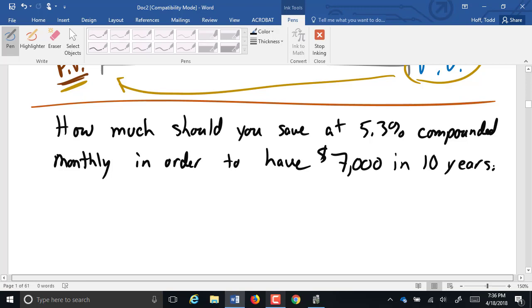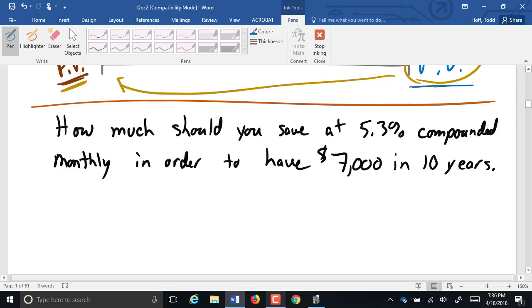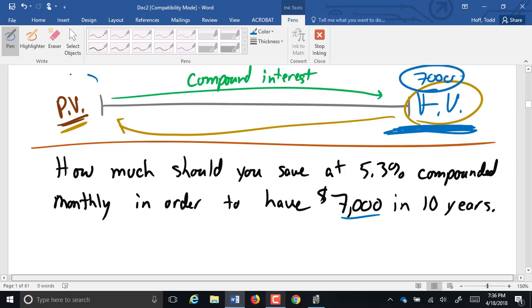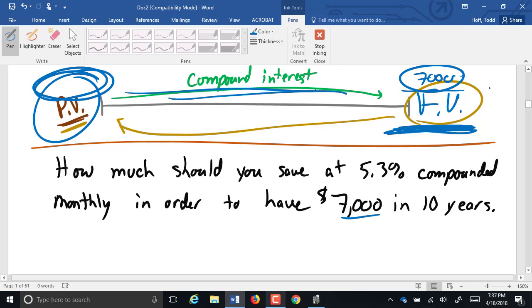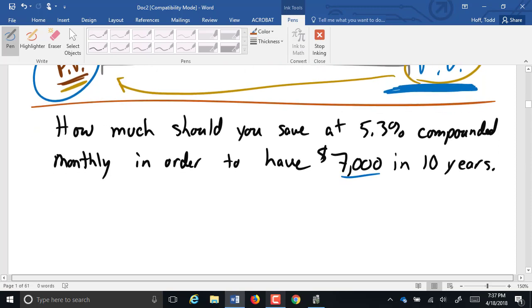You have a little bit of cash right now. This might even just be a bigger than normal income tax refund coming in. We know the future value. We want that future value to be $7,000. So we're going back to see, what does our present value have to be? What do we have to start with so that compound interest will add up to $7,000? Yes, planning ahead. So what we're calculating now is the present value.